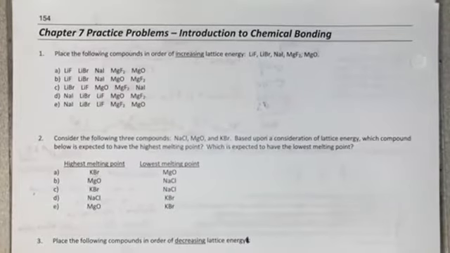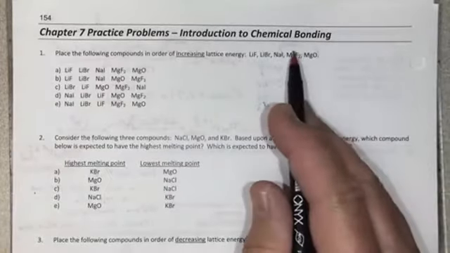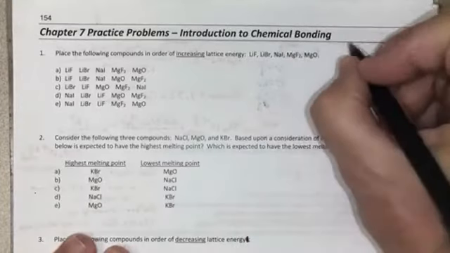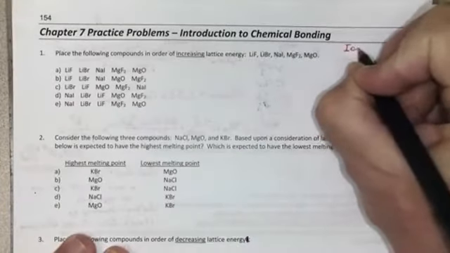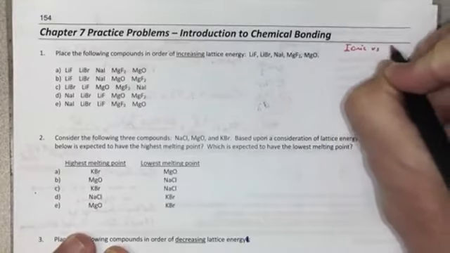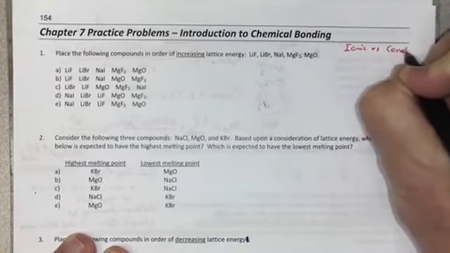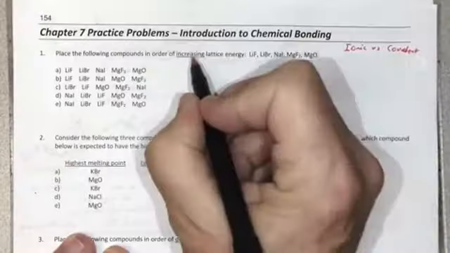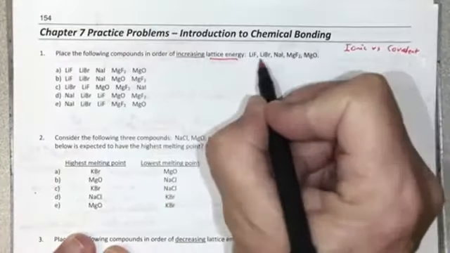Chapter 7 is an introduction to chemical bonding. Now we have to pay attention to whether or not we're talking about ionic bonds or covalent bonds. Ionic bond versus covalent bonds. And in this first question, we're dealing with ionic bonds. Lattice energy has to do with ionic bonds.